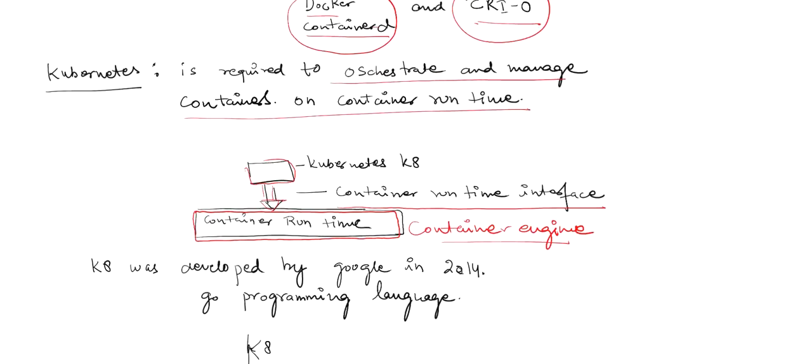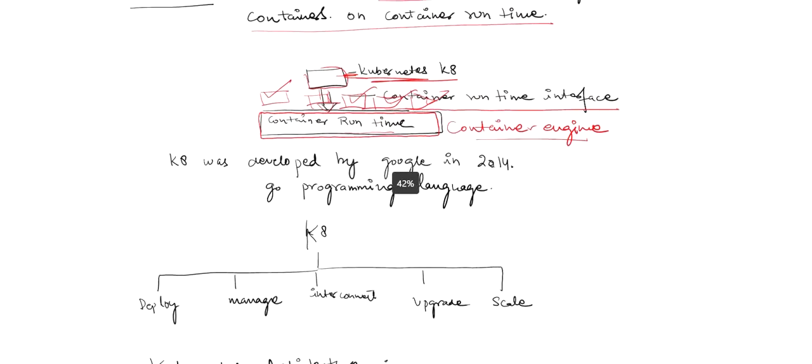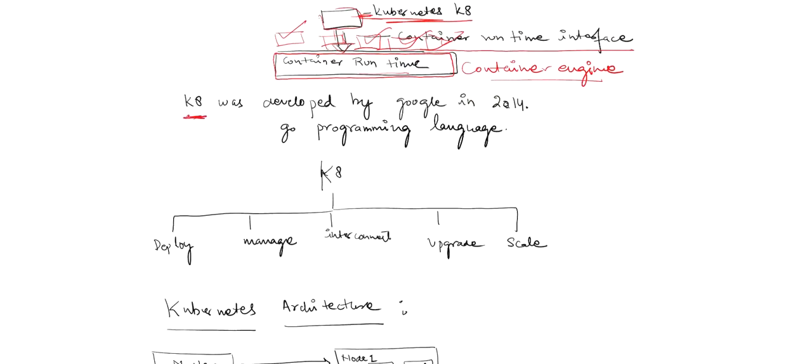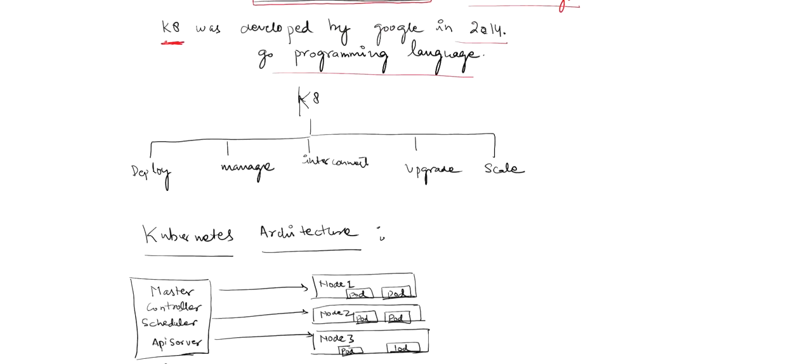In the above picture you saw that there are containers hosted on the container runtime engine, and to orchestrate and manage these containers, Kubernetes, or K8, is required. Kubernetes is generally abbreviated as K8. K8 was developed by Google in 2014 in the Go programming language. K8 can deploy, manage, interconnect, upgrade, and scale containers.